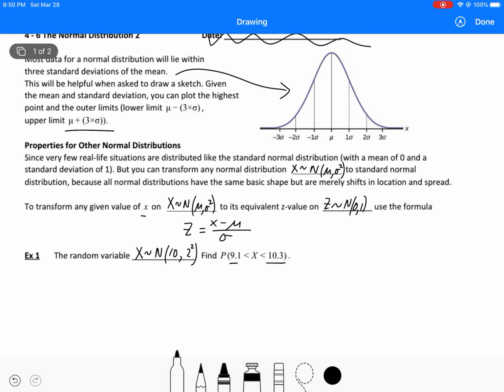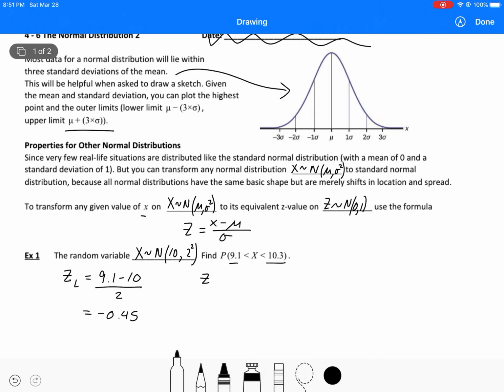but we want to be able to standardize this, to shift it so that the area under the graph is the same, but so that we can use our easier standard normal distribution. So we're going to shift our left limit first. We take our x variable, take away mu, and then divide by sigma. When you do this, you get about minus 0.45.